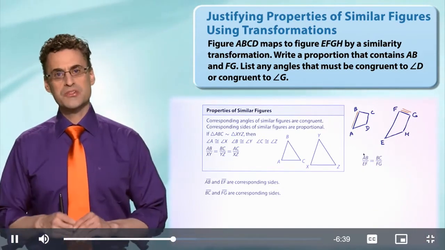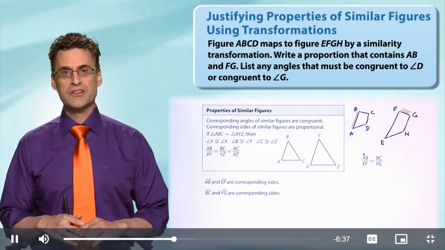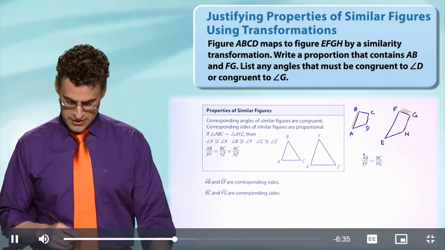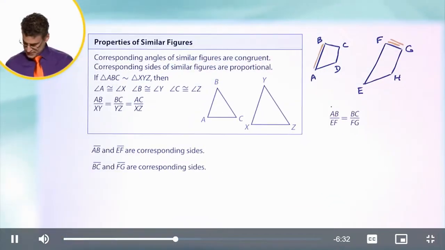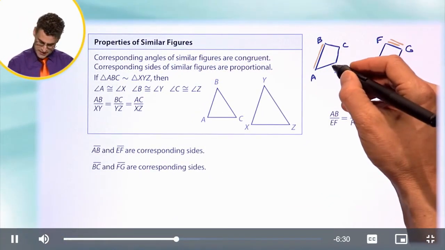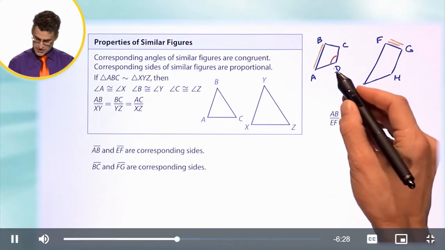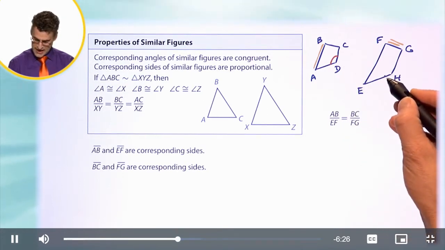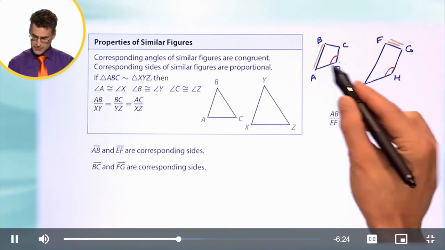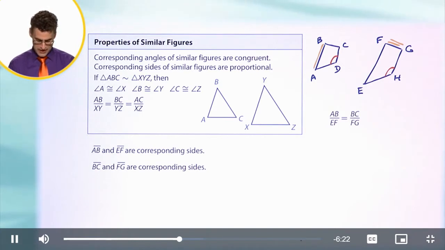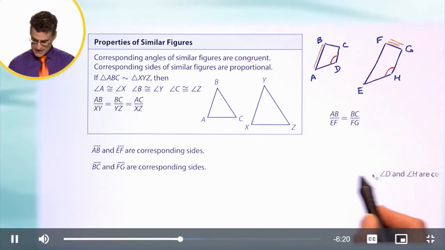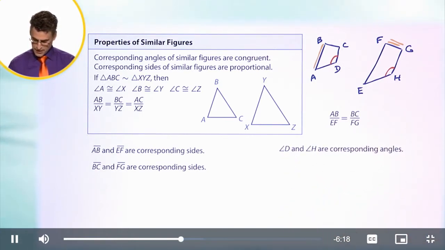Now, the other part of this question was to list any angles that must be congruent to angle D. So let's see where angle D is. Well, angle D is this right here. And so what's the corresponding angle here? Well, it's H. And we know that since these are similar figures, the angles must be congruent. And so therefore I see that D and H are corresponding angles, which means in fact they are congruent.